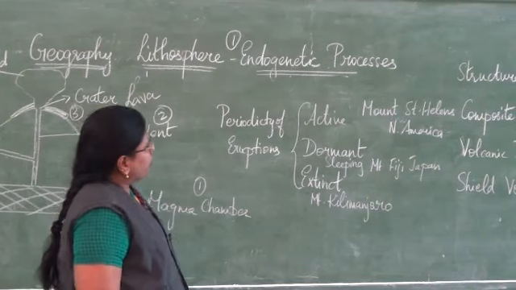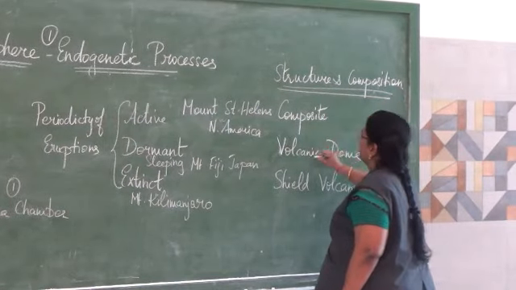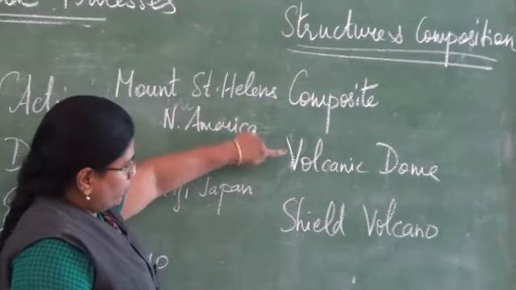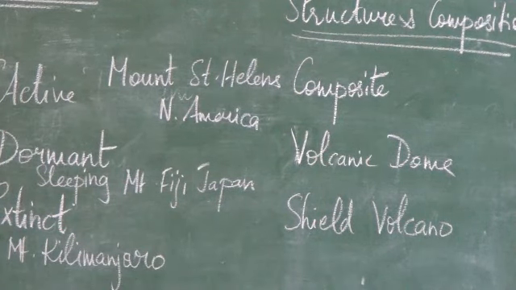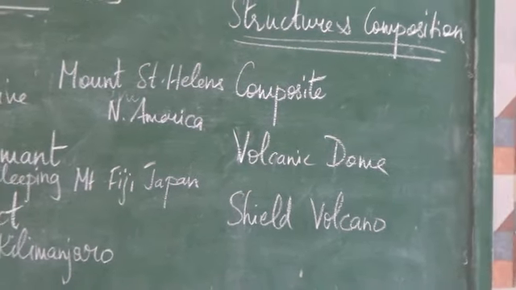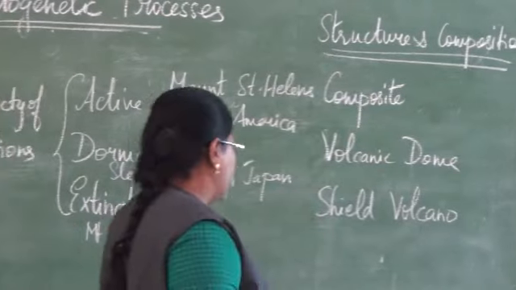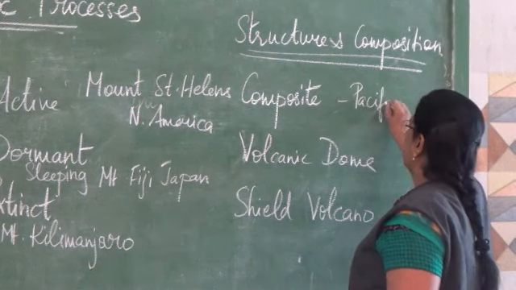Volcanoes can be classified based on their structure and composition. They are called composite volcano, volcanic dome, shield volcano. Composite volcano is known as strata volcano, otherwise conical volcano, because it is formed by many layers of hardened lava, pumice and volcanic ash. Mostly they are found in the Pacific Ocean. For example, Mount Fuji.